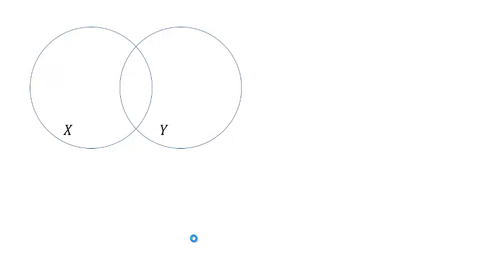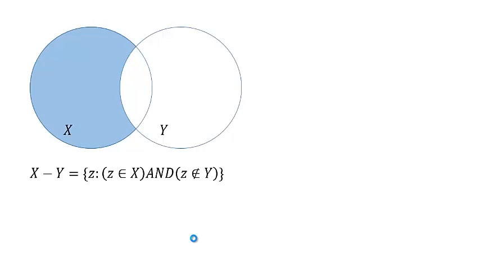The set difference x minus y refers to all elements that are in x but not in y. We can also write this using element notation. The set difference lends itself well to the subtractive notation, since the area enclosed by y is removed from the area enclosed by x.